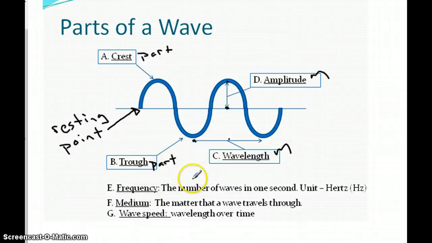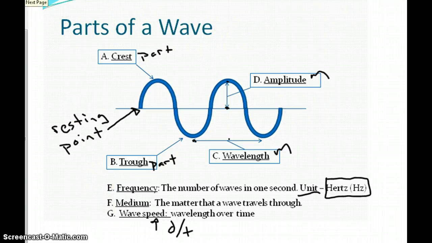Other words we need to know. Frequency is the number of waves in 1 second. The unit, which you need to know, is hertz, spelled the same way as the car rental company, Hertz. A medium is the matter that a wave travels through. It can be air, it can be water, it can be a solid, it can be whatever. Whatever it is traveling through, that is the medium. And then wave speed. We often think of speed as distance divided by time. It's the same thing here, it's just the distance is wavelength over time. So those are our parts of a wave.